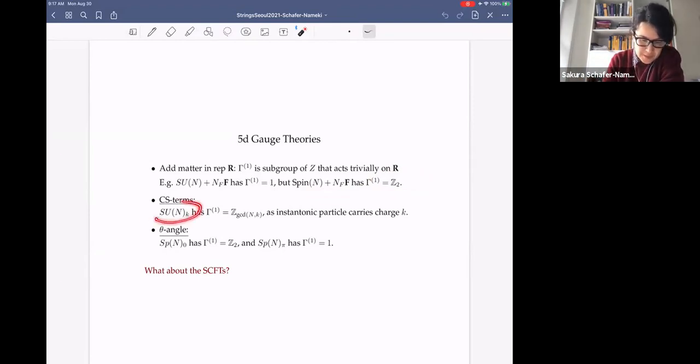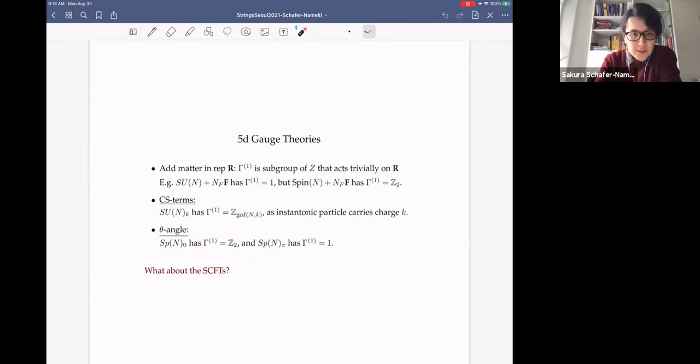So for example, for an SU(N) level K theory, we have a one-form symmetry just from the center, a Z_N, but the instanton particle can break that to the GCD of N and K. Similarly, the theta angle breaks the one-form symmetry. So Sp(N) with theta zero will just have a Z_2, and with theta pi, we'll have nothing. You see here already that for Sp(1), which is the SU(2) theory, we get a Z_2 one-form symmetry. Okay, so that's just gauge theory on the Coulomb branch.